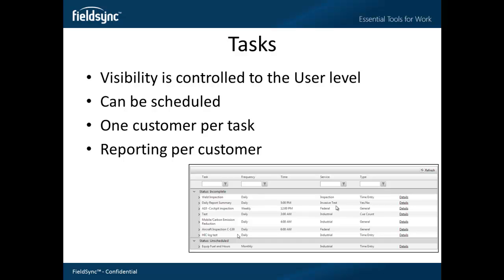On the other side, we have tasks. The visibility to tasks and data entry is controlled at the user level. So rather than applying the visibility at the user role level, you are able to control down to a specific user who can see the task and the data associated with it. Secondly, tasks can be scheduled. When you create a new task, you can set it up to be displayed on a daily basis, on a weekly basis, where you can indicate the days of the week, or on a monthly basis, where you can indicate the day of the month.